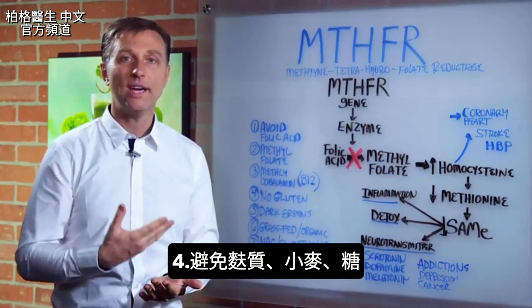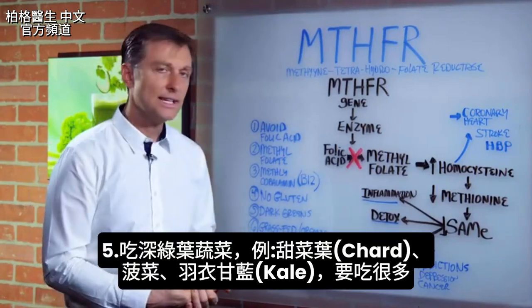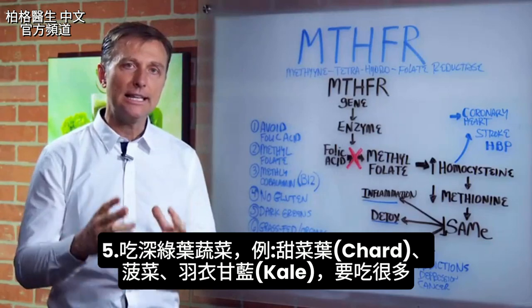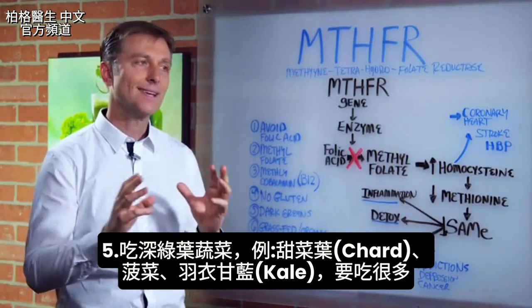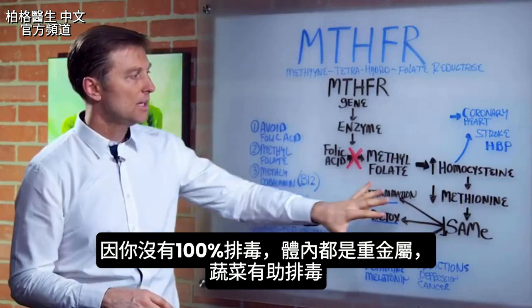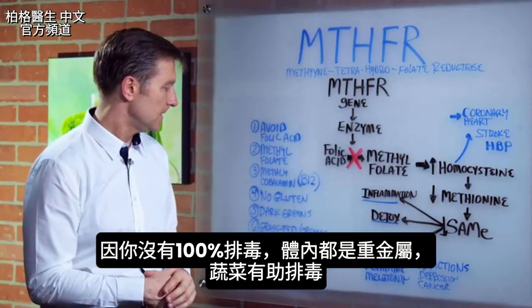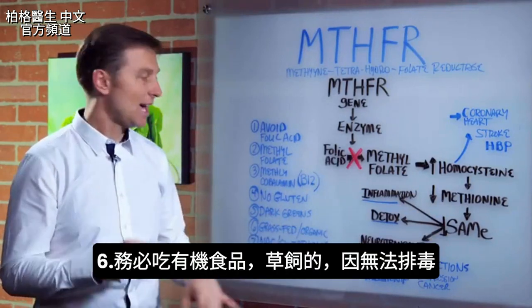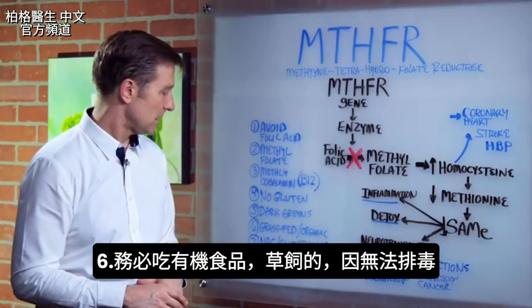You want to avoid all wheat, of course, sugar as well. You want to consume dark leafy green vegetables: chard, some spinach, kale. You want to do that big time because you need help to detoxify, because you're not detoxifying 100% and you're filling up with heavy metals. You want to really have organic, grass-fed food, because you can't detoxify.